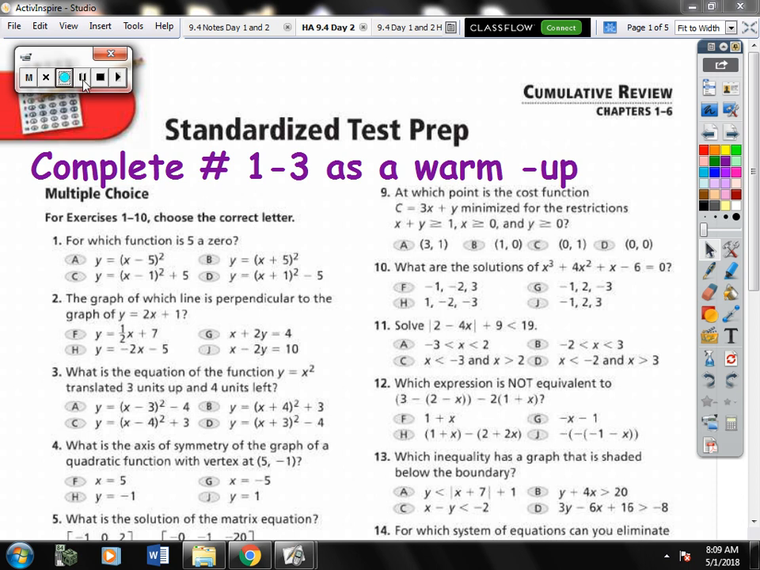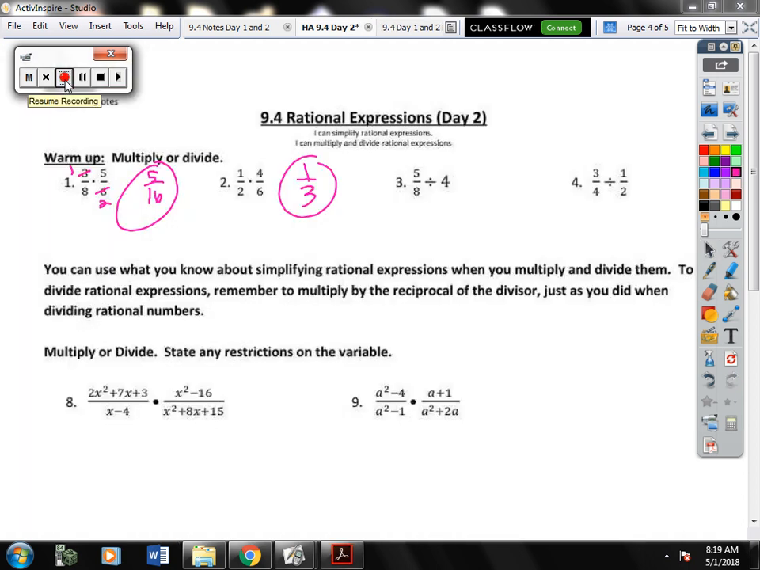Great test today. Now remember, when you are dividing fractions, you can change division to multiplication of the reciprocal. So we would change this division of 4 to the multiplication of its reciprocal, which would be 1/4. And then we'll get 5 over 32.